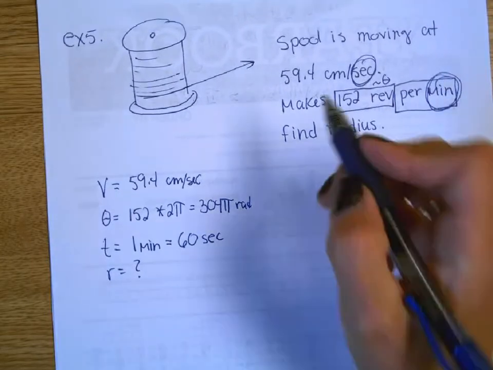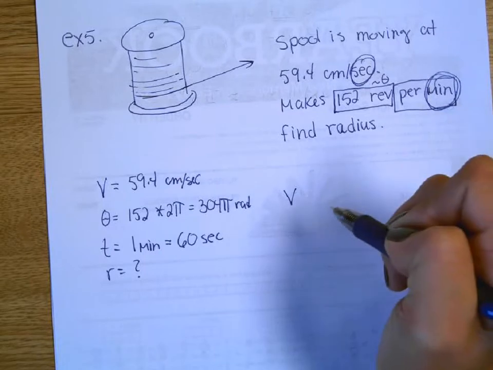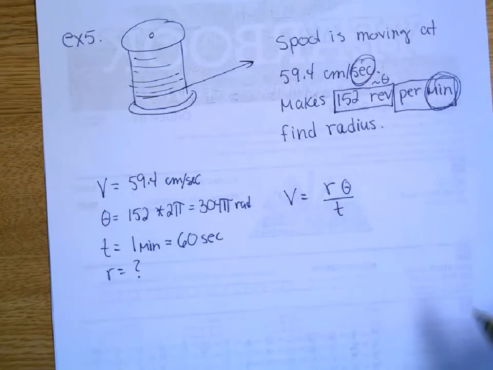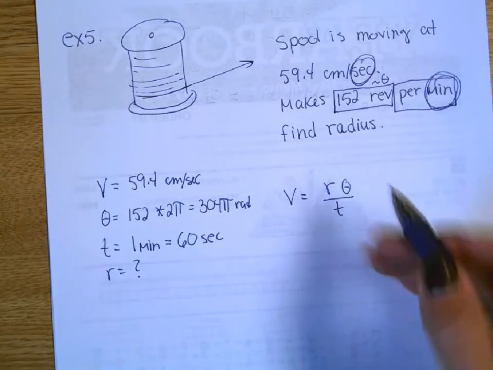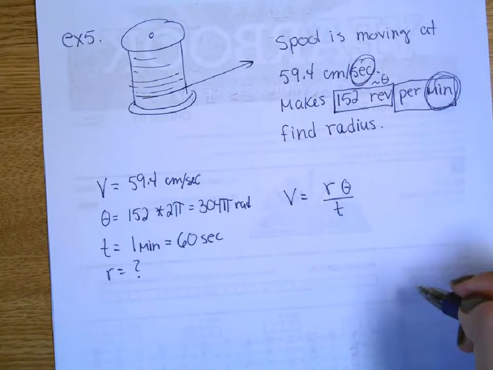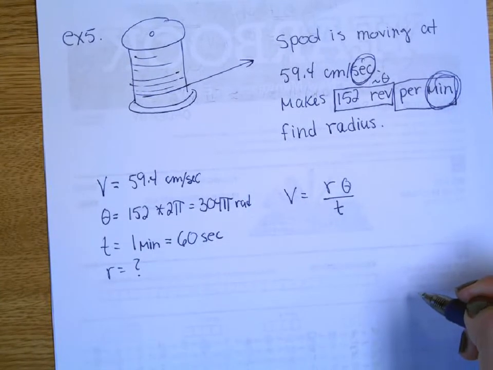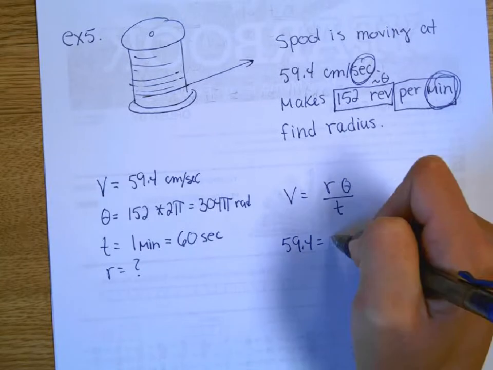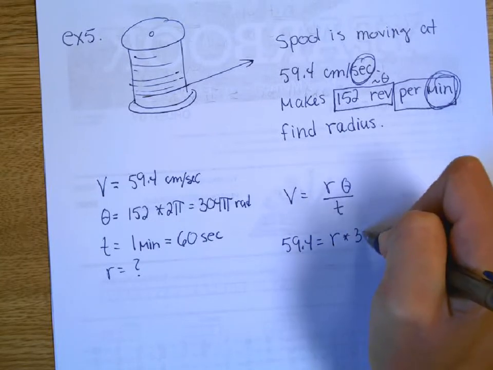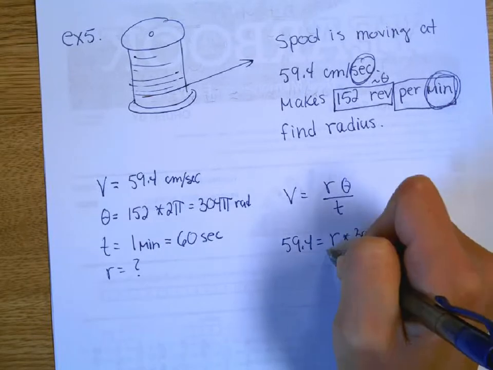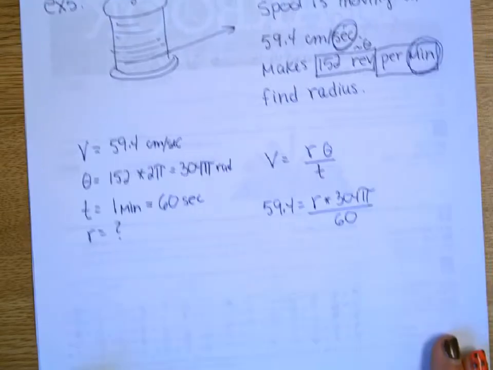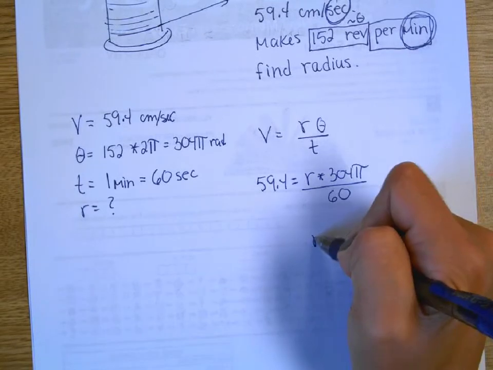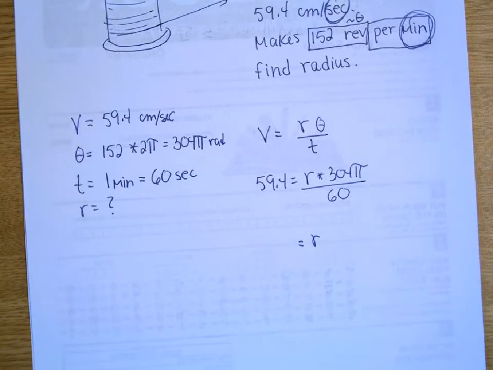Are we giving exact or approximate? Let's go approximate, because the radius would never be given in terms of pi. So just plugging in now, there's the hard part, getting all that information right. Now it's the easy stuff like you were doing yesterday. So 59.4 is the V. Radius we're looking for. Theta is 304 pi. Divide by 60. Any way you can get there from here to get radius, you do it. Multiply by 60? You go ahead and do it.